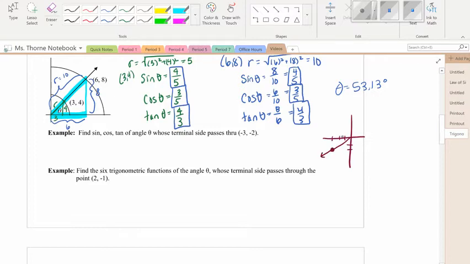So if I draw my triangle, it would be right here. So we have -3 and -2. Now we need to find our r value. So remember, to find r, we're just doing the Pythagorean theorem, so negative 3 squared plus negative 2 squared. So r is equal to the square root of 13.